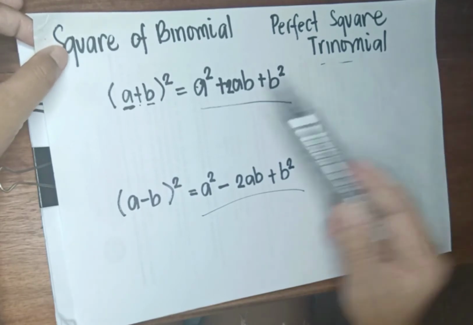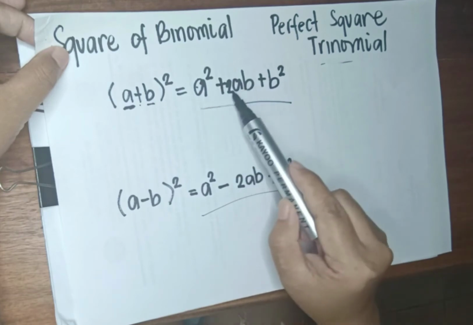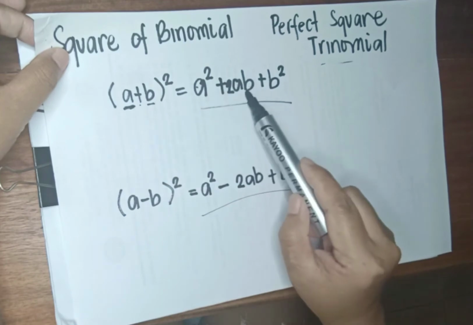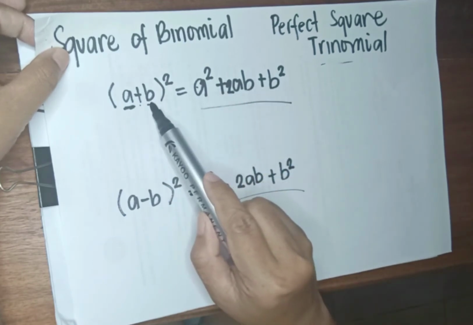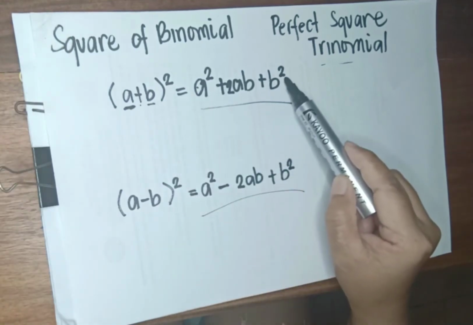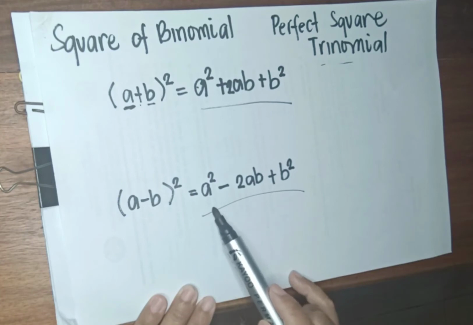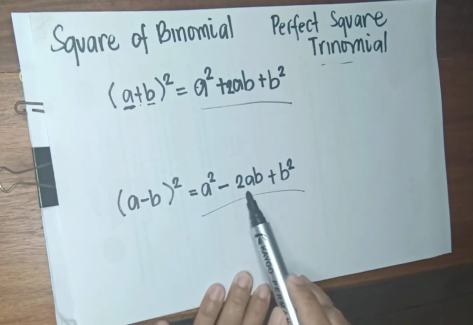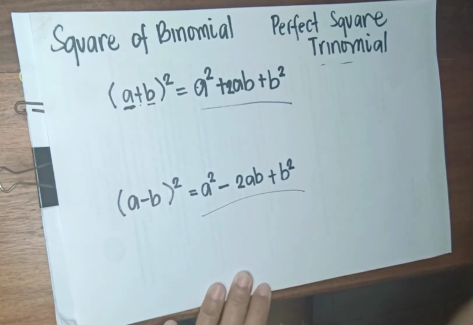Alright? Again, you square the first term, get the product of your first and second term, and then times 2, plus, square your last term, kaya may b squared. Kapag minus naman sa gitna, just the same process. However, ang pagkakaiba nila ay minus tayo dito sa middle term. Kapag positive, positive lahat. Okay, nakuha ninyo?